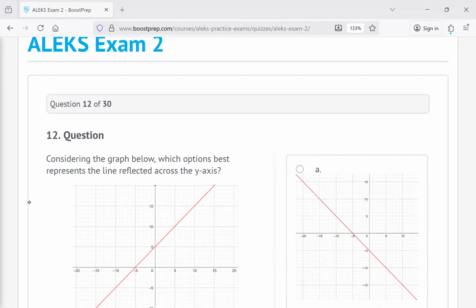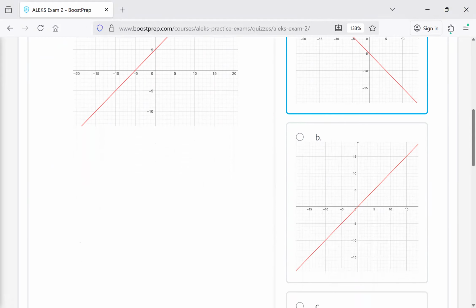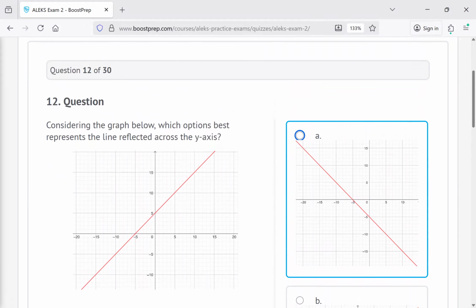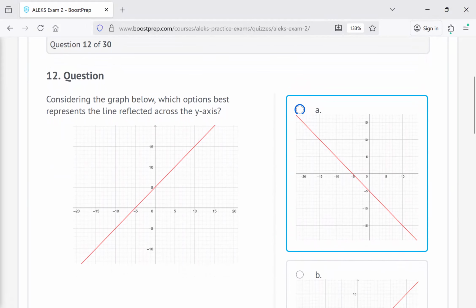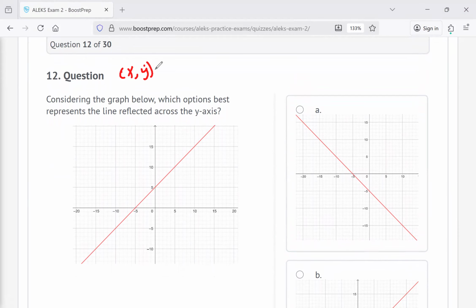Question 12. Considering the graph below, which option best represents the line reflected across the y-axis? So here they give you this graph, right? And they want us to choose from these choices which one represents a reflection of this graph across the y-axis. So what you need to know is the rule of a reflection across the y-axis. It's basically this: x comma y, whatever your coordinate is, now becomes -x comma y.